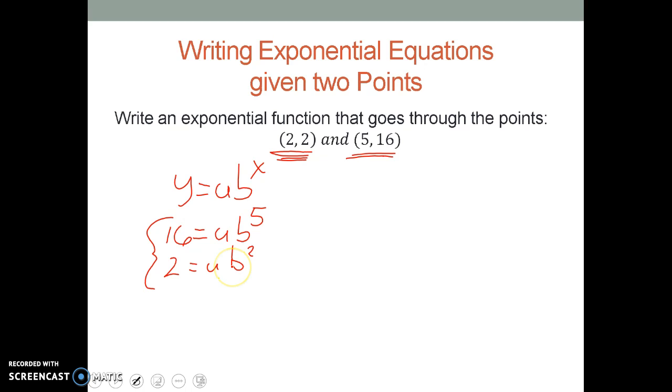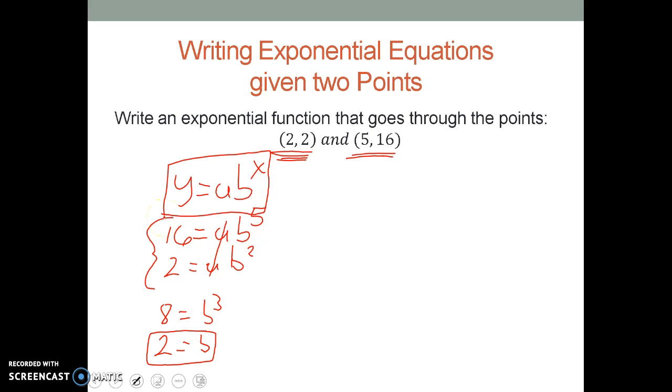But with this one, I think it's probably easiest to divide these 2 equations from each other. We've added the equations in elimination before. We've never really divided the equations. If I divide these 2 equations, the top number divided by the bottom one, 16 divided by 2 is 8. A divided by a, those would cancel each other out. B to the 5th divided by b to the 2nd. Again, when we're dividing like bases, we subtract the exponent. That's going to be b to the 3rd. So b to the 3rd is 8. So if I take the cube root of both sides, I would get that b is 2. So I know my b value here is 2.